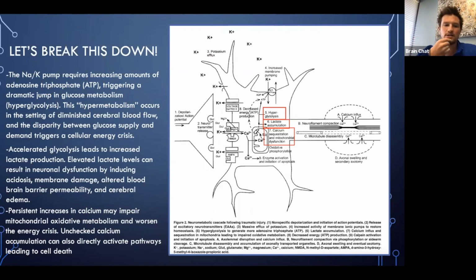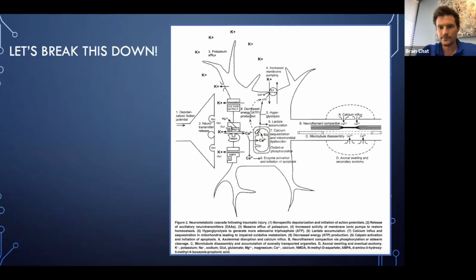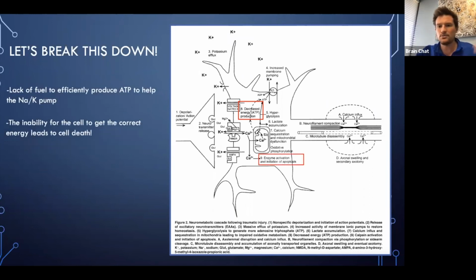The unchecked calcium accumulation can also directly activate pathways that lead to cellular death. So we're basically just getting a continued energy crisis. Further down the road towards cellular death, we have decreased energy production. Without energy, the cell can't do its job, and that leads to possible cell death.